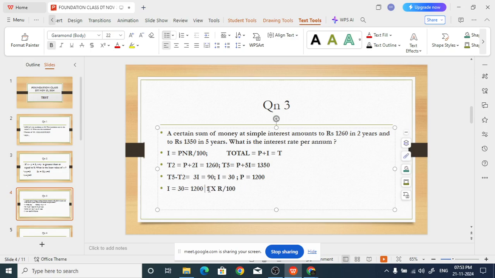I'll put small x. 1200 into 1 into R by 100 equals 30. Can you find R from this?